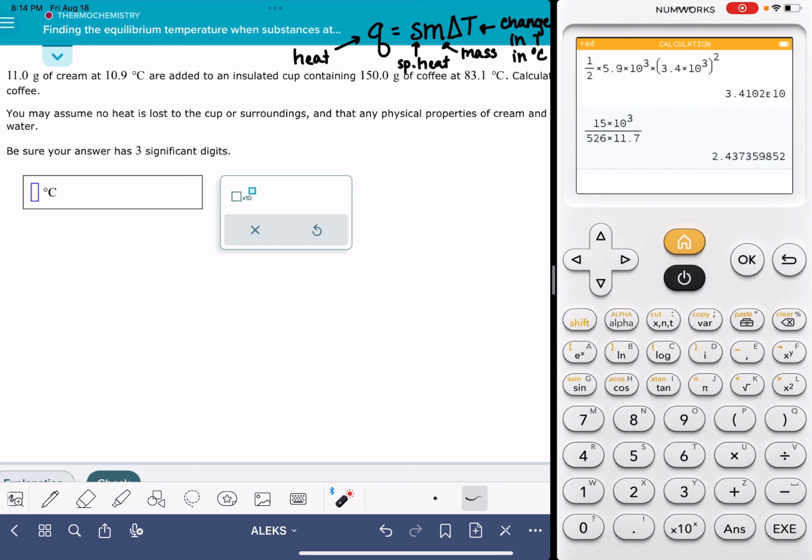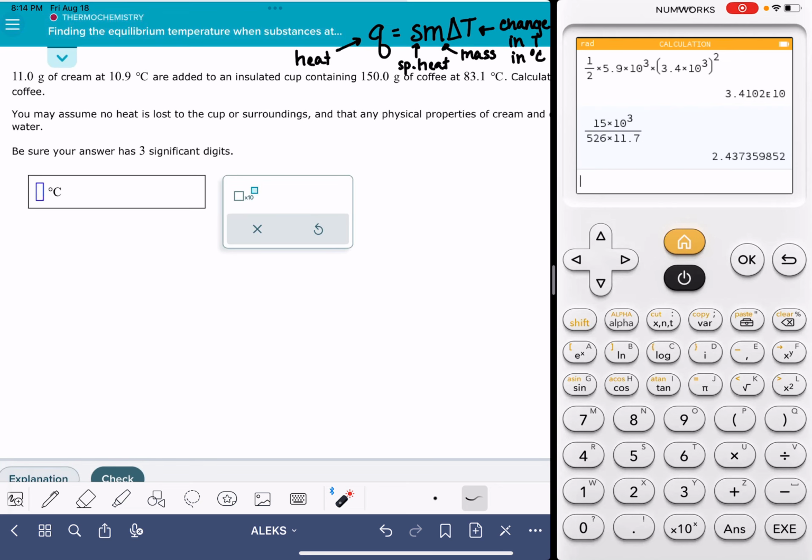So the concept with this problem, like I said before, is that the cream is going to be heating up, and the coffee is going to be cooling down. And I know this because the cream is starting out pretty cold. The coffee is starting out hot. They're going to come together to a final common temperature. That means that the cream's temperature is going to go up and the coffee's temperature is going to go down.